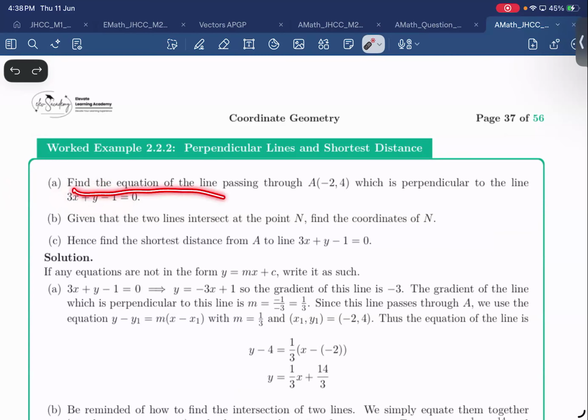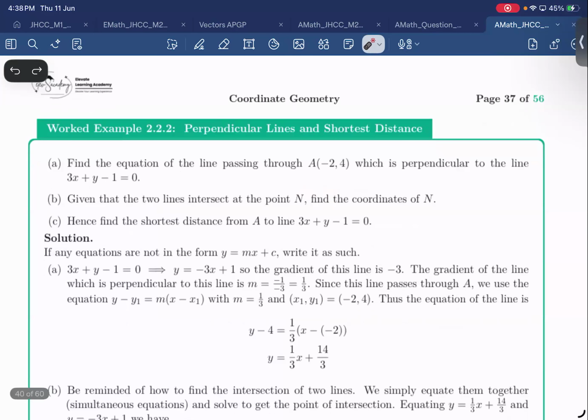Then they say find the equation of the line passing through this point, which is perpendicular to the line 3x plus y minus 1 equals 0. So this means it passes through a point and it's perpendicular to this line. That means this info here will tell us the gradient, and this info here tells us a point. So you can use y minus y1 equals m times x minus x1. If the gradient of this line is minus 3, that means the gradient of the line that's perpendicular to it is minus 1 divided by minus 3, which is 1 over 3. Then since it passes through A, you can use y minus y1 equals m times x minus x1, and this is the final answer.